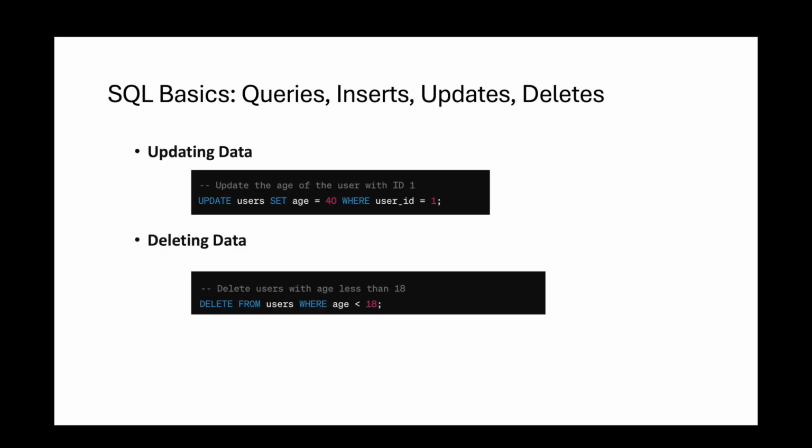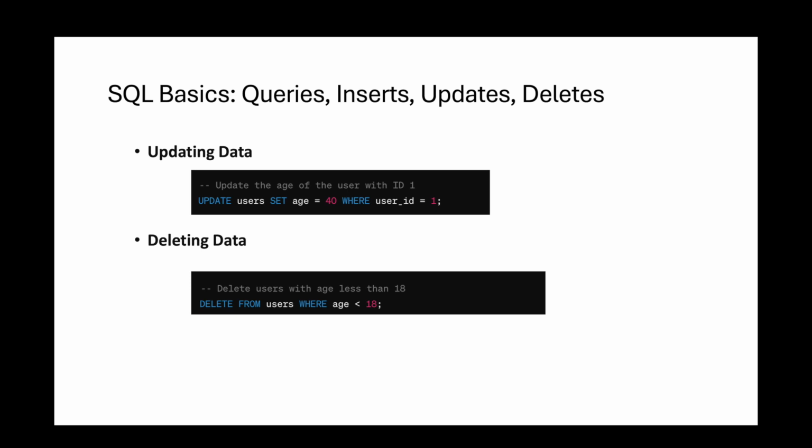Updating data. The update statement is used to modify existing records in PostgreSQL tables. It allows developers to update specific columns based on specified conditions. Example: update the age of the user with id 1. Update users set age equals 40 where user_id equals 1.